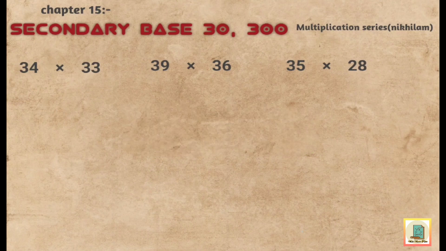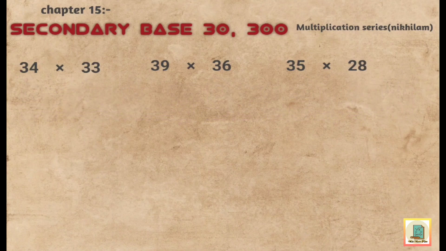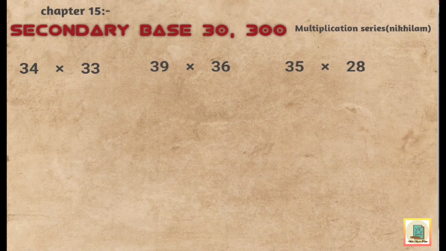Now today we'll be learning a new method of multiplication, which is secondary base multiplication. In this method, we will multiply the numbers which are close to 30. Now let's understand this method by taking examples. Now let's take the first question.